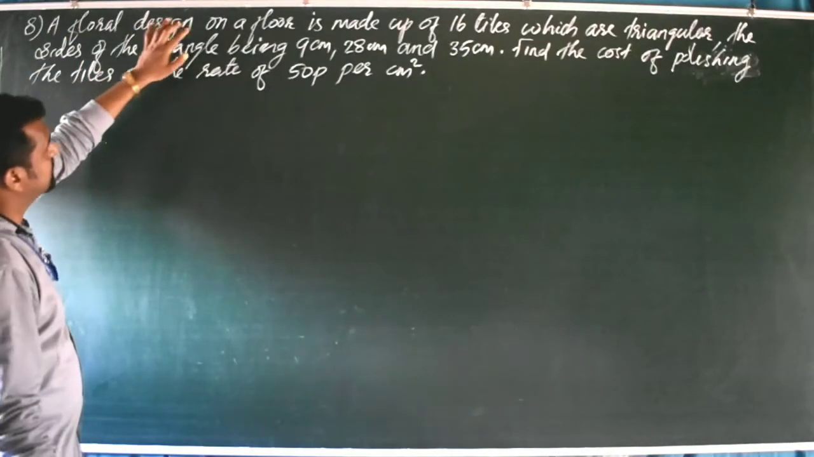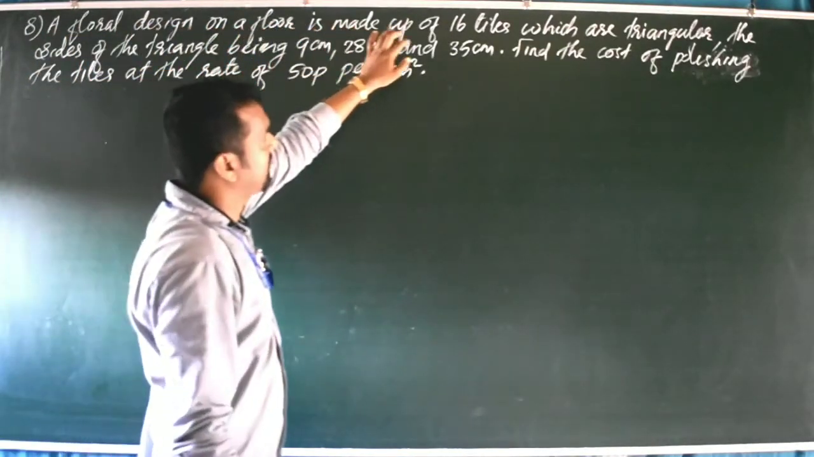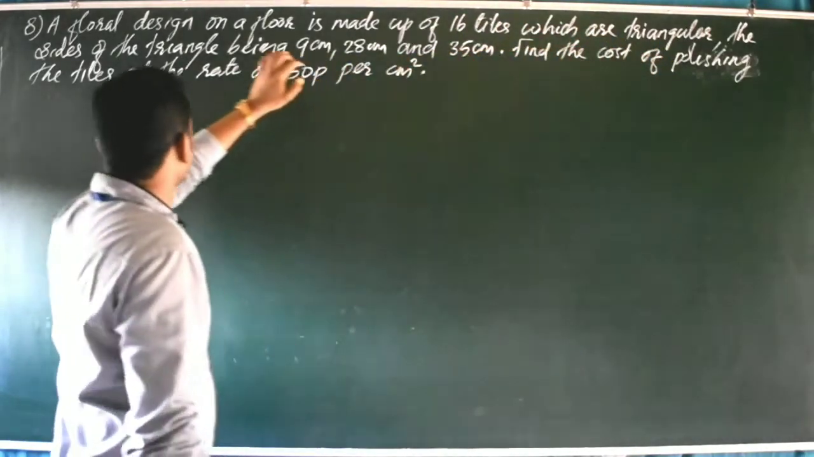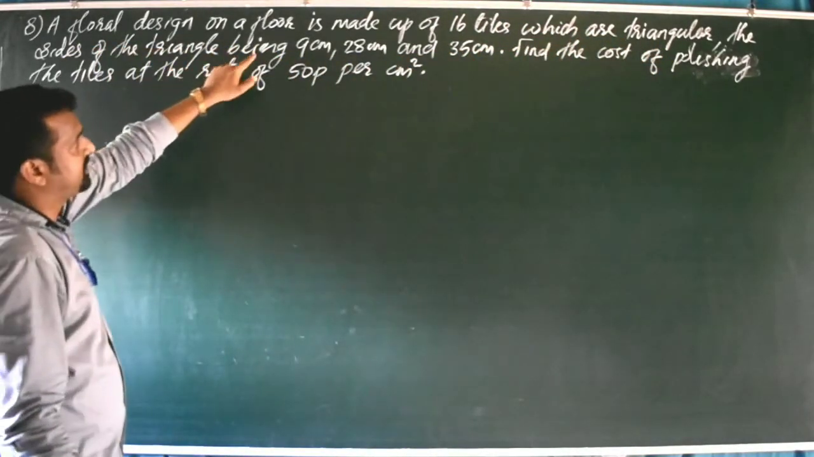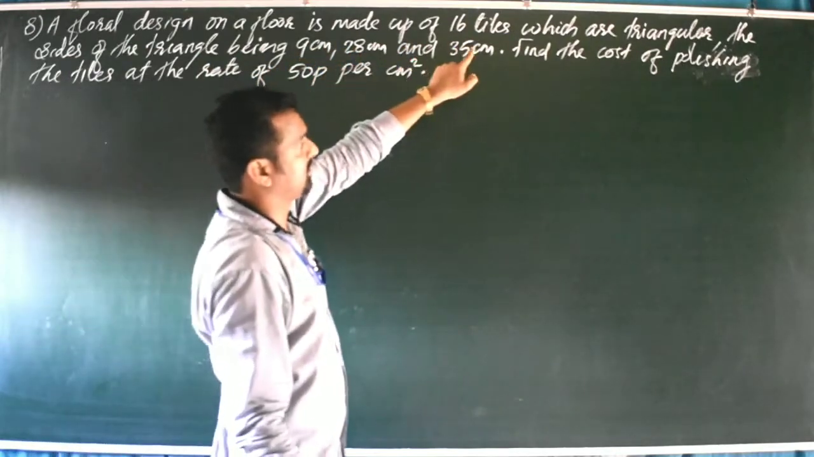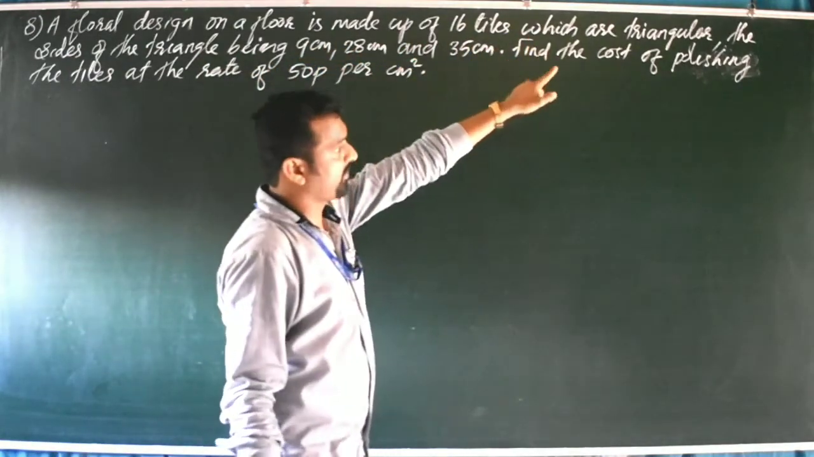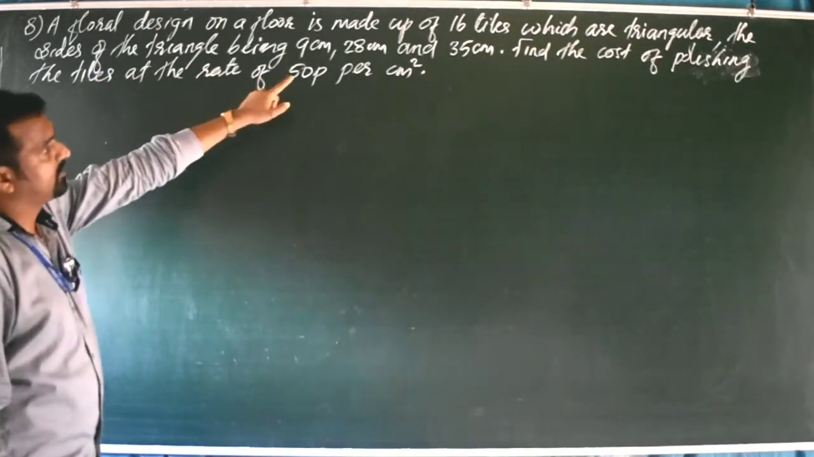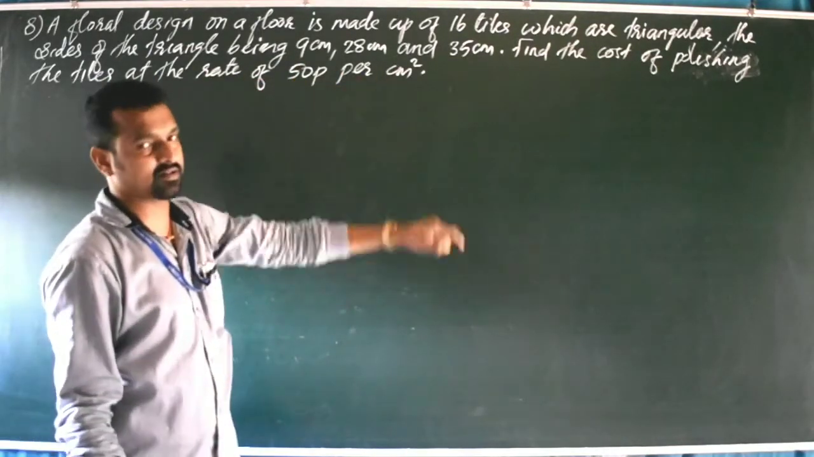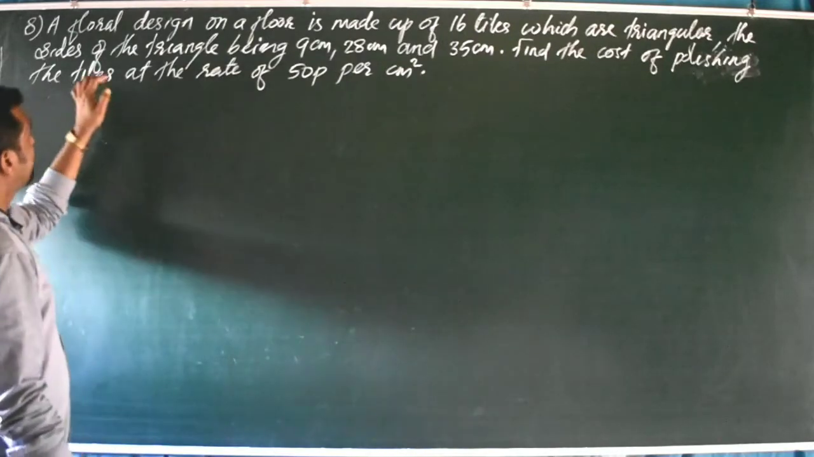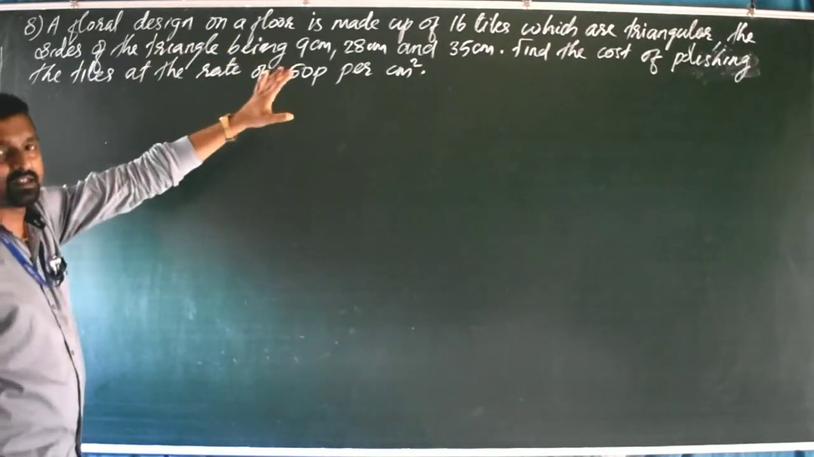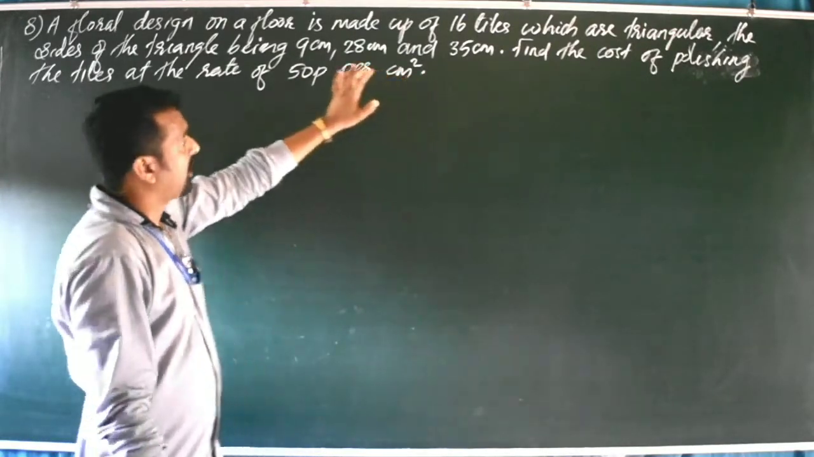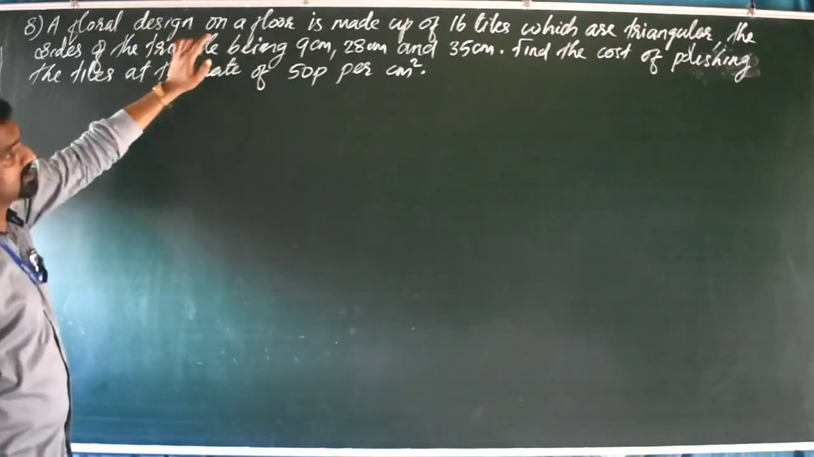A floral design on a floor is made up of 16 tiles which are triangular. The sides of the triangle being 9 centimeter, 28 centimeter and 35 centimeter. Find the cost of polishing the tiles at the rate of 50 paise per centimeter square. A floral design, that figure is given there in your textbook, please draw it. Then it is total 16 tiles.